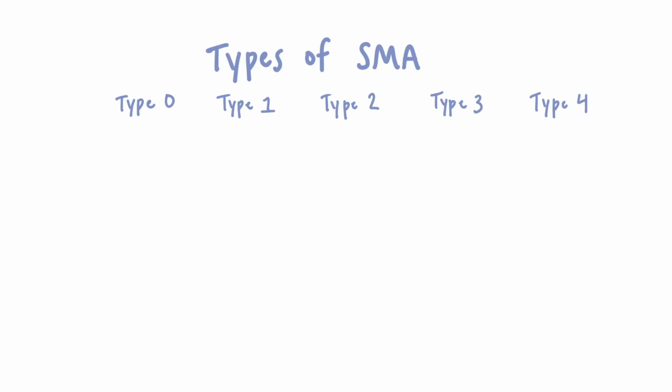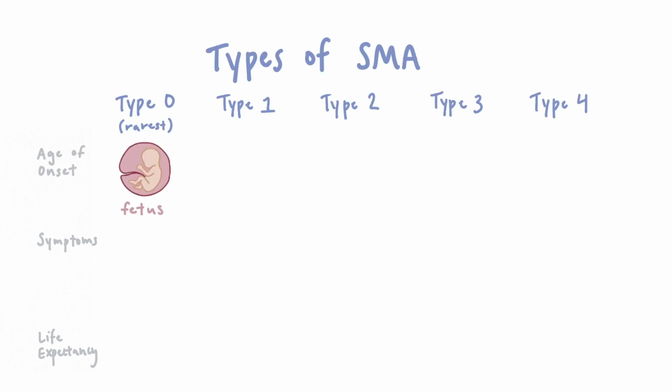The types of SMA vary by severity, age of onset, symptoms, and life expectancy. Type 0 is the rarest and most severe form of SMA. It affects the baby even before birth. The fetus is less active in the womb and is born with abnormal breathing, severe weakness, and difficulty swallowing. SMA type 0 can be fatal before birth and most likely fatal within the first year of life.